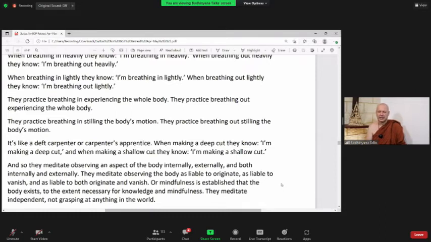And it is a bit disputed exactly what that means. I guess it means that you have a degree of knowledge, a degree of mindfulness, the extent necessary for knowledge and mindfulness, and you are aware of the breath, and you are deepening this knowledge and mindfulness as you go along. Something like that. It's a little bit unclear. And then finally, as you come to the very end, you meditate independently, not grasping at anything in the whole world. And that is when this process matures all the way to the deepest point.